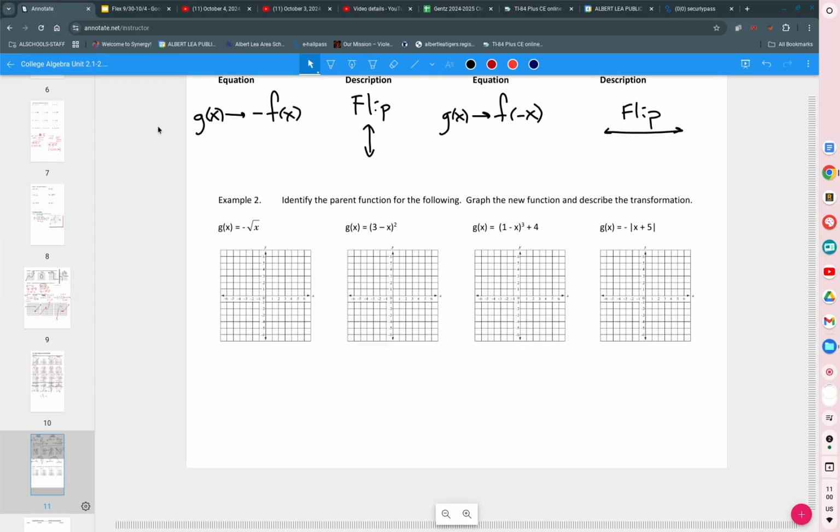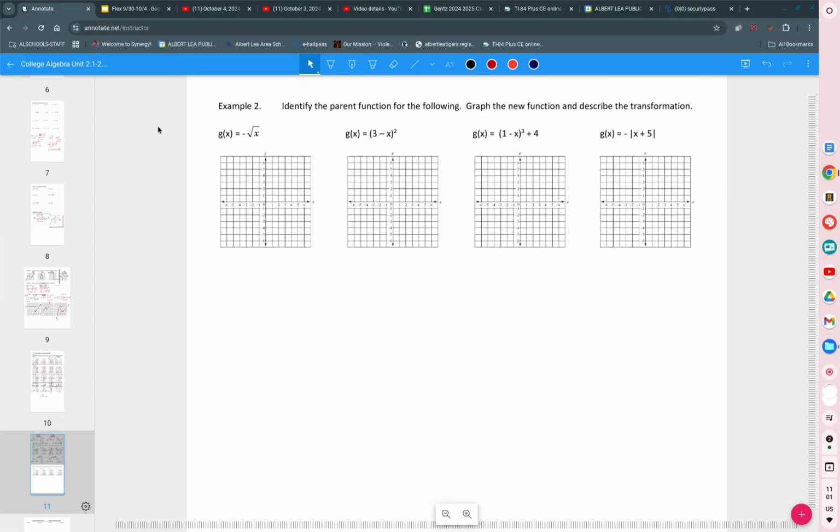So we'll do these four, we'll be done for the day. Identify the parent function and then graph the new function with the transformation. So each of these has a negative involved in it in some way. I think that your last one is different on your paper, is that correct? You could just change it to what I have, negative quantity x plus 5, sorry about that.